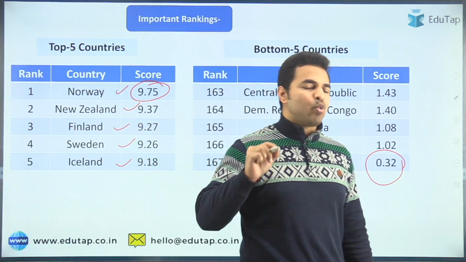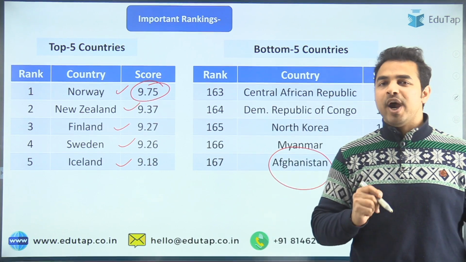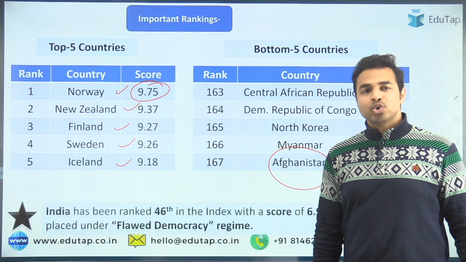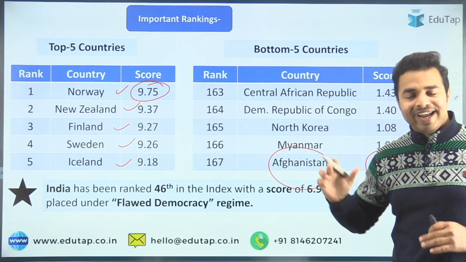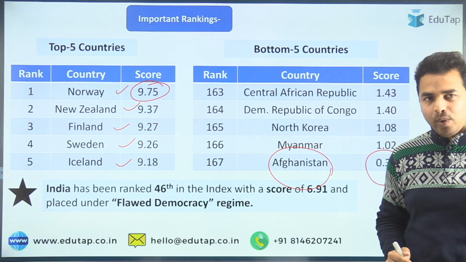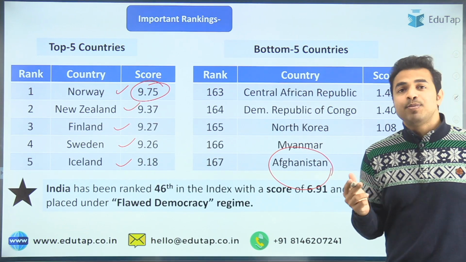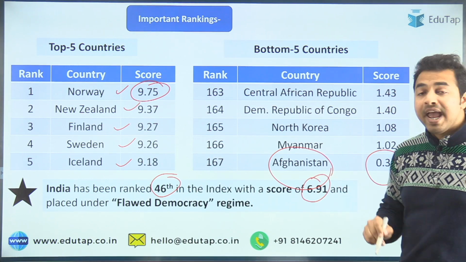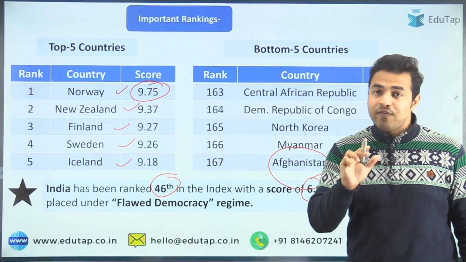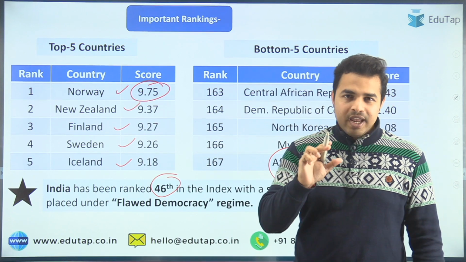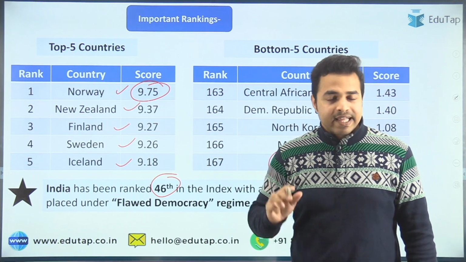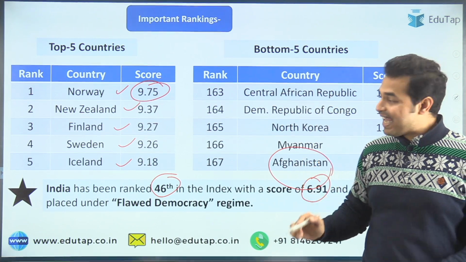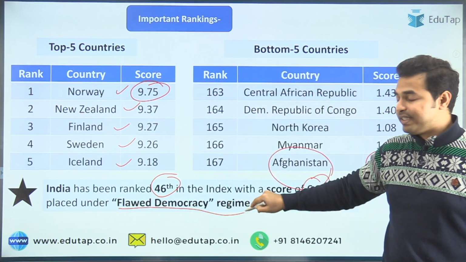Now let's move on to the very important point that you are required to remember from this index, that is India's rank. When we talk about the performance of India in the Democracy Index 2021, you will see that India has been ranked 46th with a score of 6.91, and it has been placed under the flawed democracy regime. And you will be surprised to learn that the United States of America has also been placed as a nation under the flawed democracy regime.